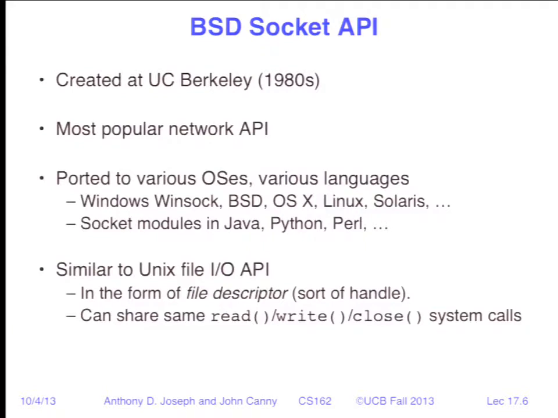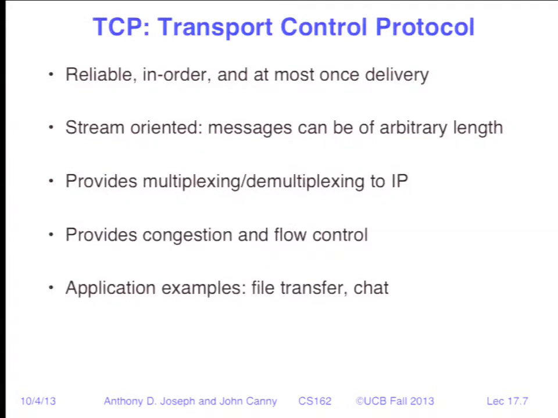And then most languages support it. So obviously Java, Python, Perl, and so on all support the socket API. It's very similar to the file API that we have in Unix. You actually have a socket descriptor, which is very similar to a file descriptor. It's a handle that gives you access to a socket. And then you can use read, write, and close system calls also on a socket. Now, the transmission control protocol is built on top of the sockets layer. And it provides you with reliable, in order, at most once delivery. Okay, so lots of guarantees there.